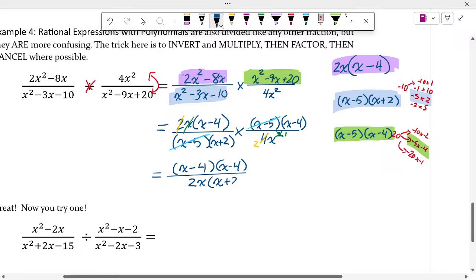X plus 2. There we go. Is there a cleaner way to write this? There's a cleaner way to write the top of this for sure. What should I write? X minus 4 squared over 2x, x plus 2.